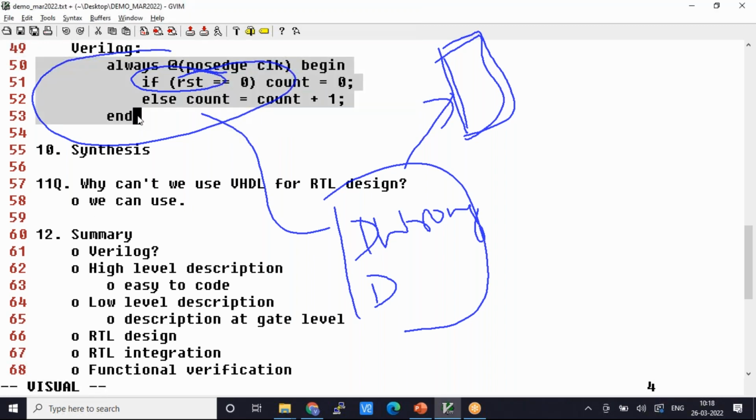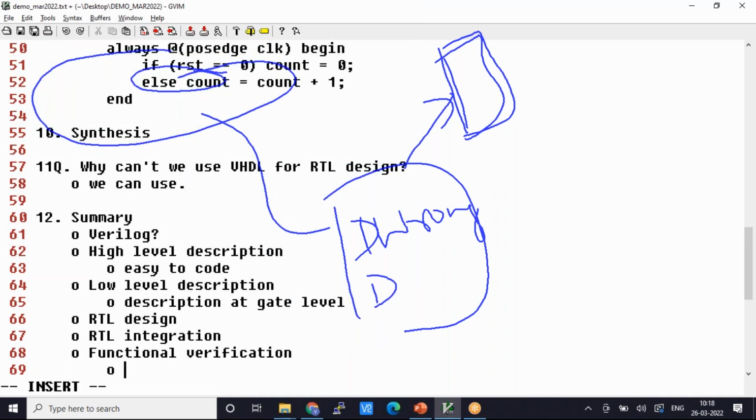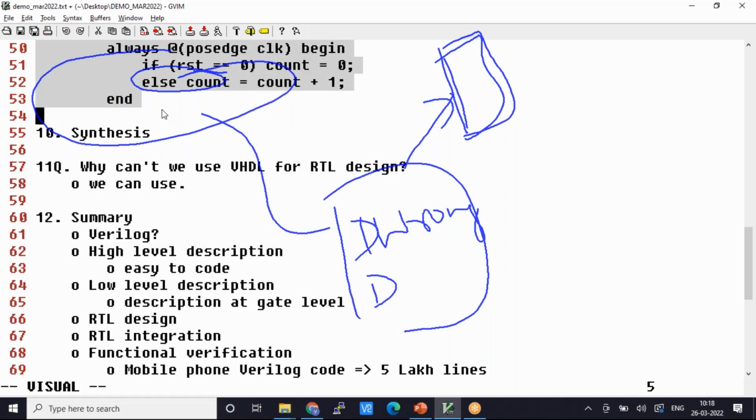Now, how many lines of code are here? 4 lines. Typically, the code can be much bigger. Mobile phone Verilog code can be up to 2 lakh lines, 5 lakh lines. 4 lines I can detect easily, but with 5 lakh lines of code, you can imagine the size of the code. In that code, it won't be so straightforward. That is where functional verification is important. Even if in those 5 lakh lines, 1 line is wrong, the phone won't work properly.